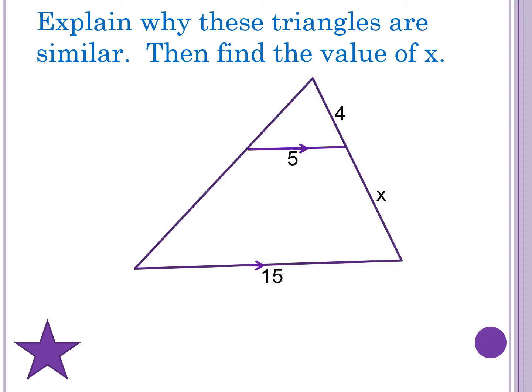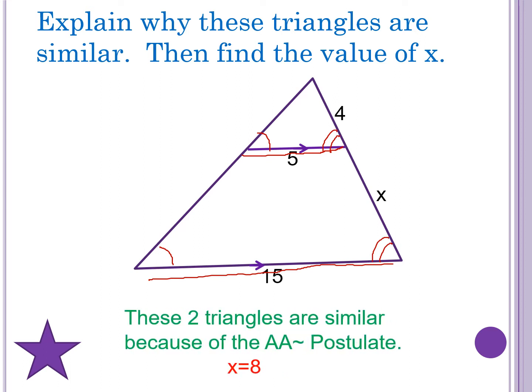Another example. Explain why these triangles are similar, then find the value of x. Again, since these are parallel to each other, the corresponding angles are congruent. This angle is congruent to this angle, and this angle is also congruent to this angle. The two triangles are similar again because of the AA postulate. Now, if we are to solve for the value of x, let us separate the two triangles in order to better visualize the given figures.